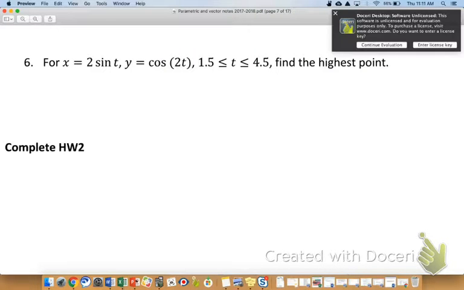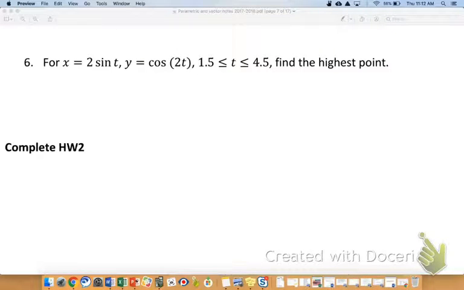Wouldn't our candidates for a highest point be maybe a horizontal tangent line? Yeah. Could be a lowest point, could be a highest point, but that's at least what we'd investigate, plus endpoints as well. So what I'm going to do here is find dy/dt. dy/dt is equal to -2... I don't know, did you have a negative on that, Sam? I can't remember. -2 sine of 2t? Yeah, sine of 2t. Okay.